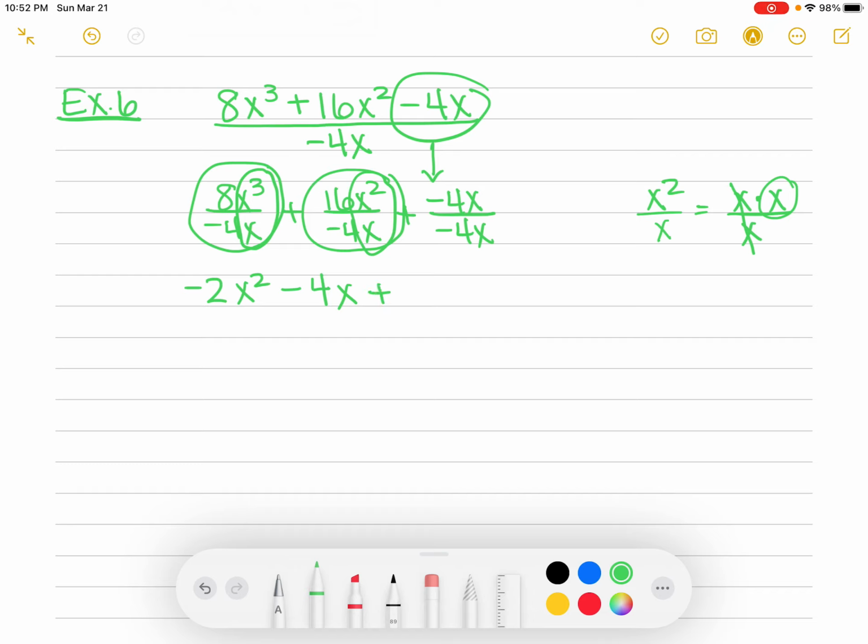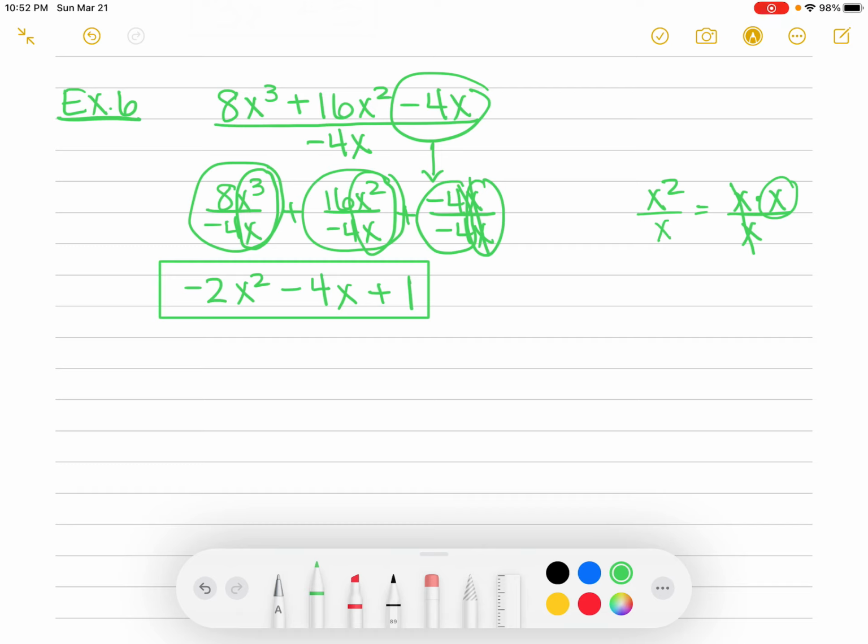Okay, and then the last one, the negative 4 divided by negative 4 is 1. And then these x's just cancel each other out. So my answer just has 1 for that one. So there's my answer. I also should always look for like terms, but I didn't have any in any of these examples. So that's my answer.